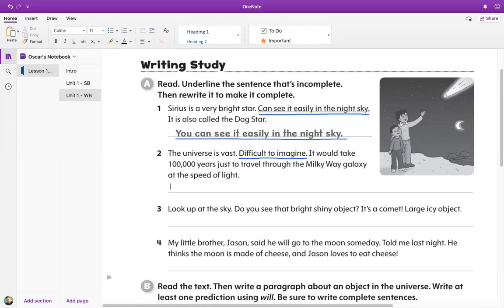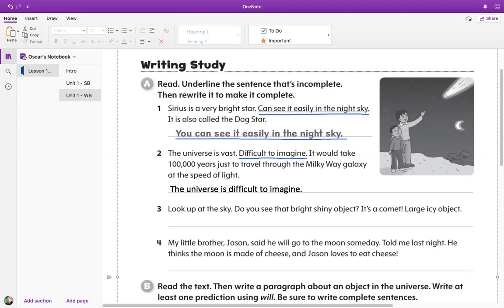And so we have "difficult to imagine." Let's read the previous statement. The universe is vast. So what is difficult to imagine? We know that we are still talking about the universe. So the universe will be our subject and our verb will be "is." The universe is difficult to imagine. And this will be our complete sentence.